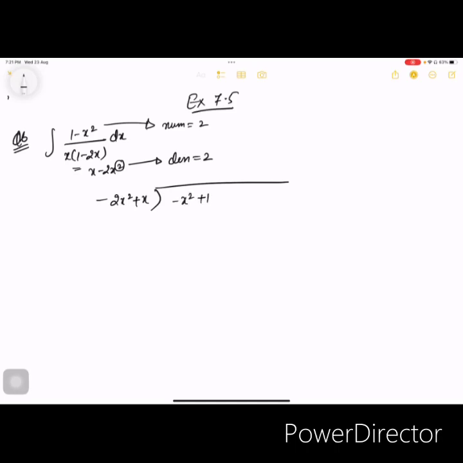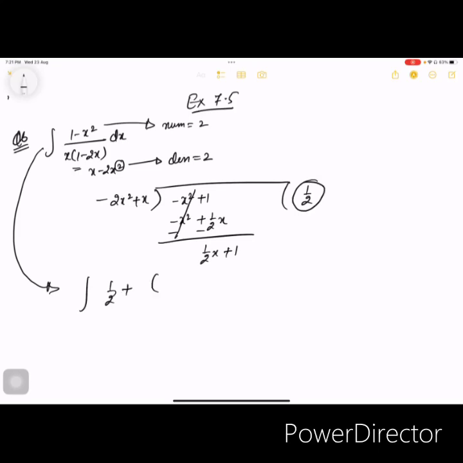Negative x square plus 1. So it will become half; multiplying with half it will become x square plus 1 by 2x. Subtracting the terms it will become half x plus 1. That means now the quotient is this quotient part plus the remainder; the remainder will be this part, negative 1 upon the divisor.